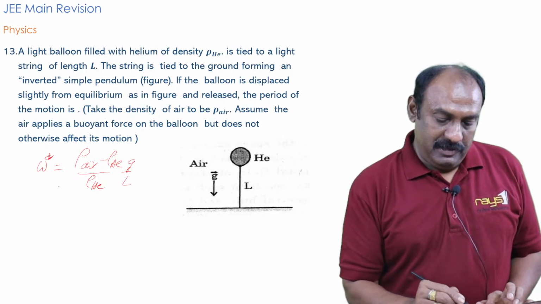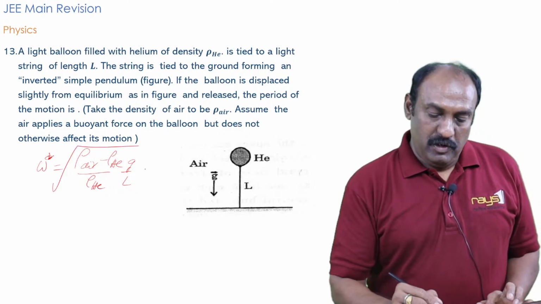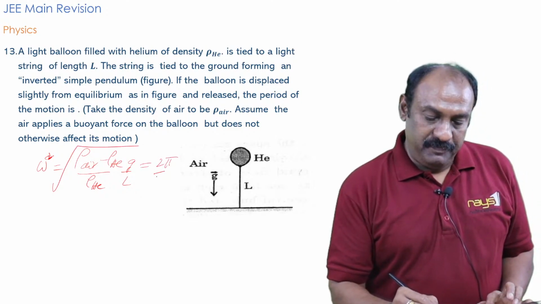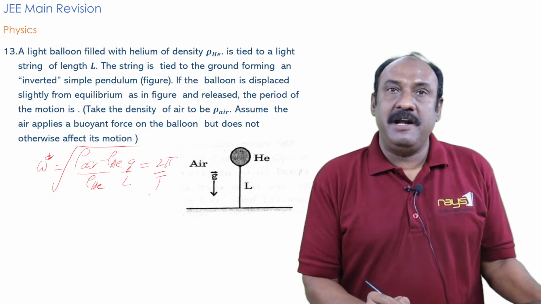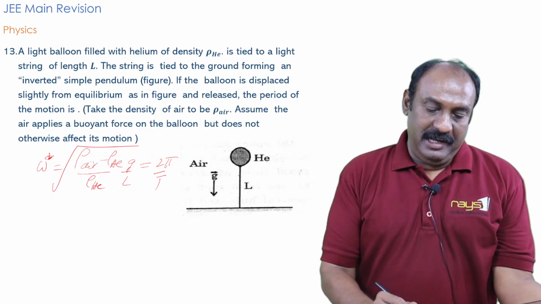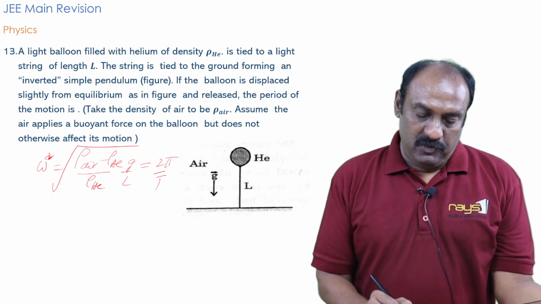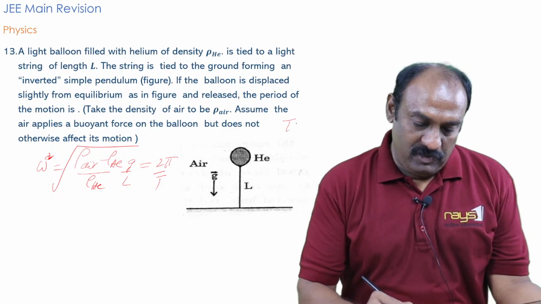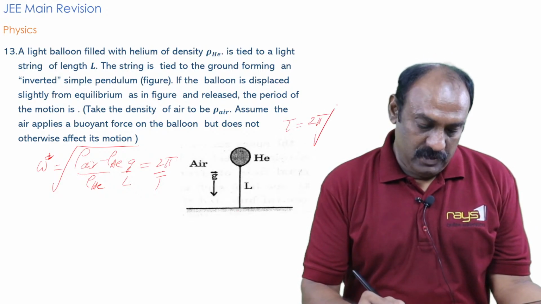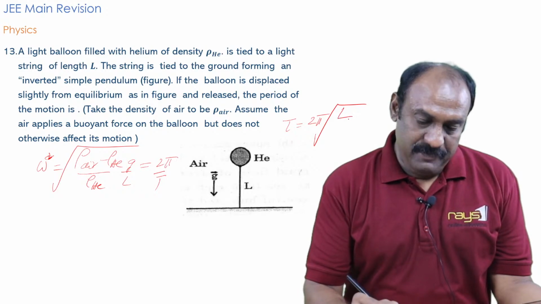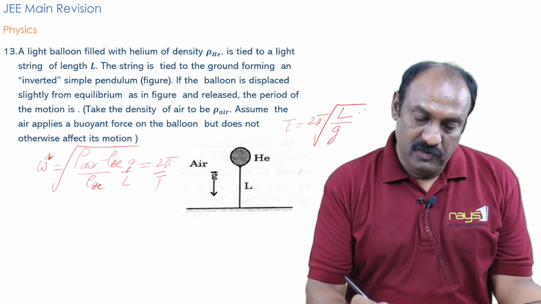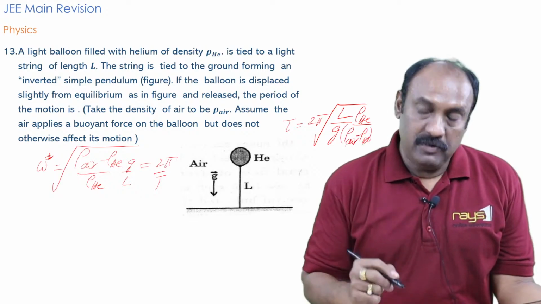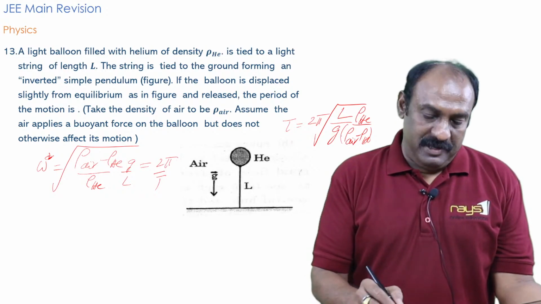So omega is equal to like this. Omega can be written as 2 pi by T. So from this, what is the time period of the oscillation of this helium filled balloon connected to a point like this? T equal to 2 pi into root of L by g into density of the helium by density of the air minus density of the helium. So that is the time period of oscillation of the balloon in this case.